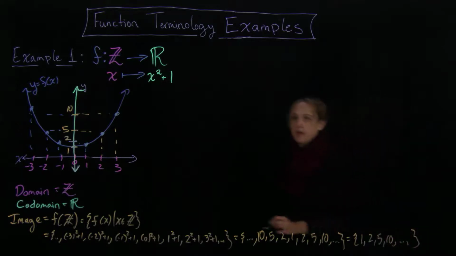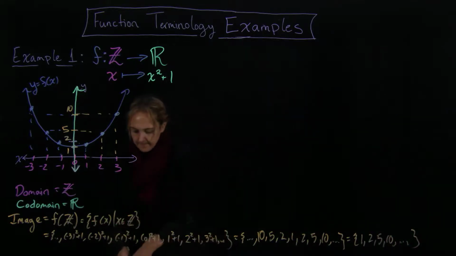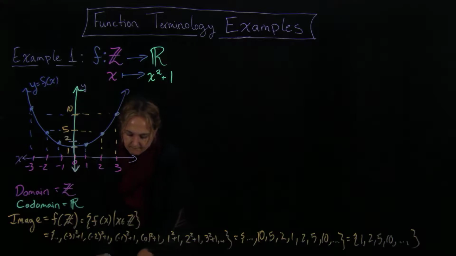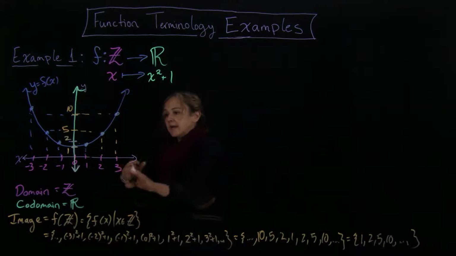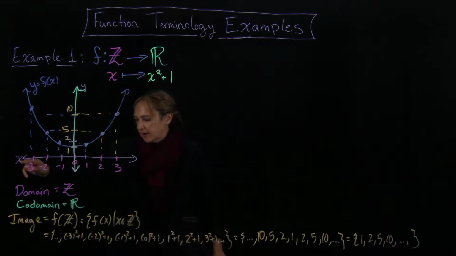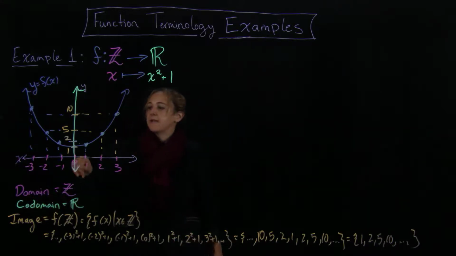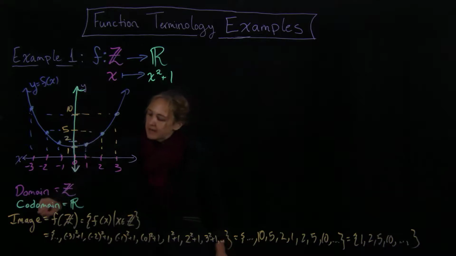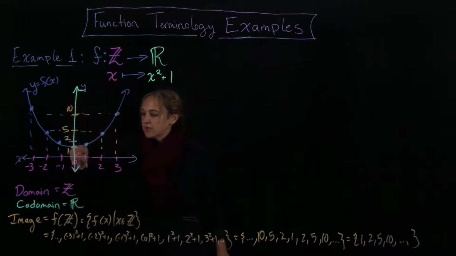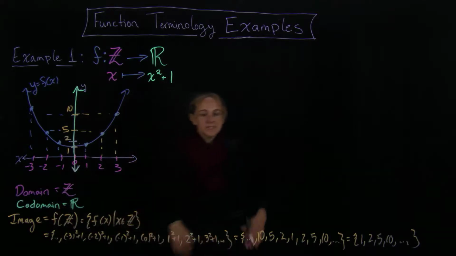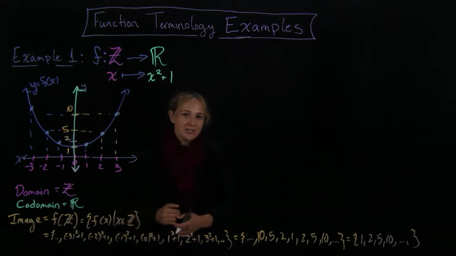What do I have here? The domain is my inputs, and those are usually along your horizontal axis. Your codomain is everything that's allowed, but what actually shows up as an output, or the shadow on here, is going to be your image. We did that by computing what you got when you put in the inputs.